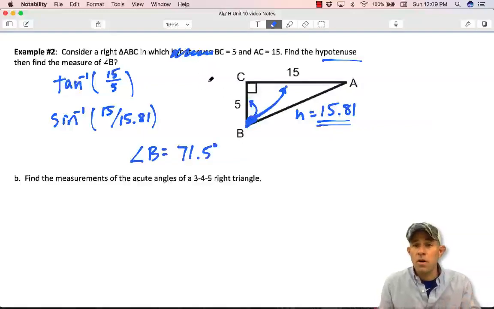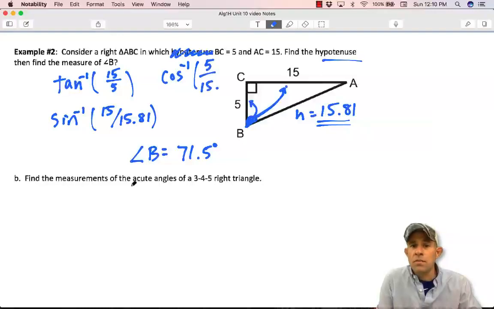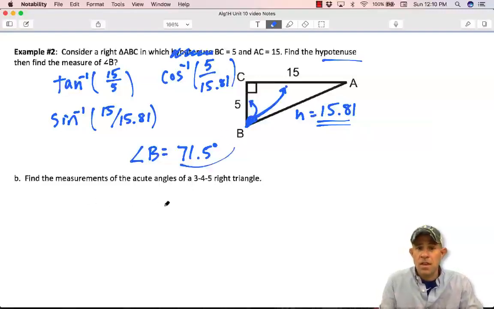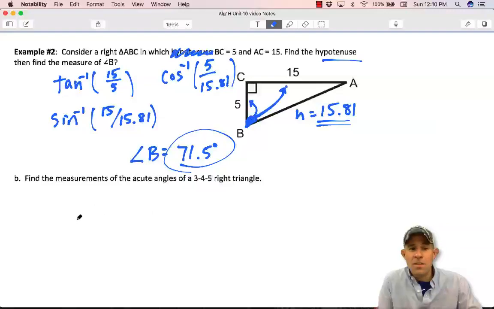Now, if we wanted to use cosine for this, we could have done the inverse cosine as well. Then the adjacent would have been listed over the hypotenuse. So that would be 5 over 15.81. I'll let you confirm that that is the same measurement for angle B on your graphing calculator. All right, our next example says find the measurements of the acute angles of a 3, 4, 5 right triangle.